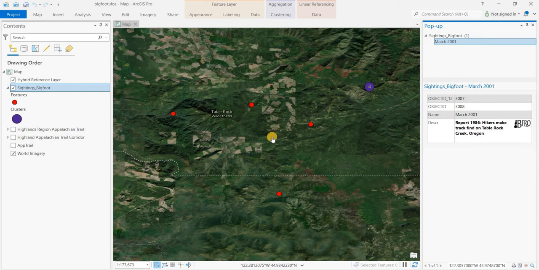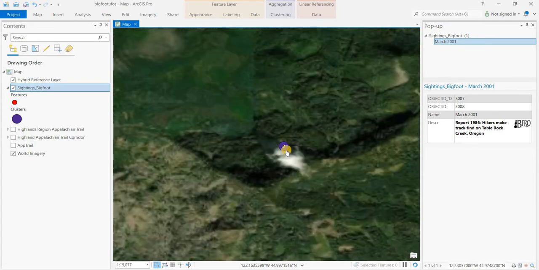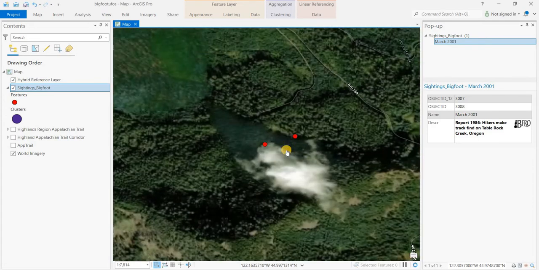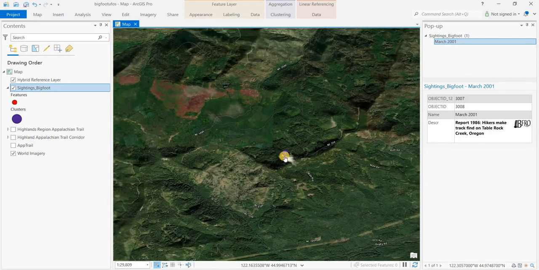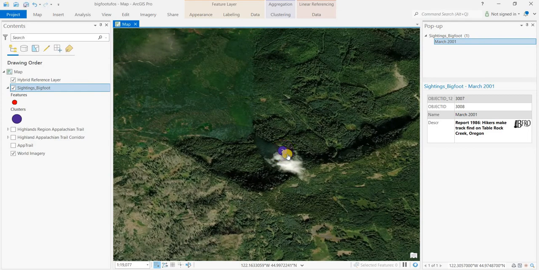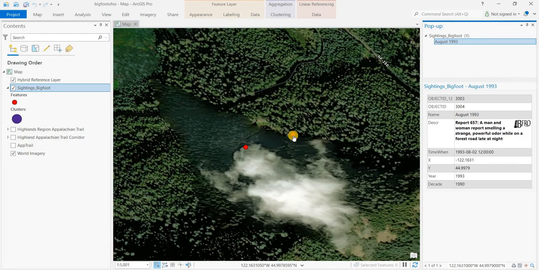March 2001, hikers make track find on Table Rock Creek in Oregon. So that would be a Class B sighting, non-visual evidence by the BFRO. Here we see a cluster of 2 points, and they're very close together. August 1993, a man and a woman report smelling a strange, powerful odor while on a forest road late at night.